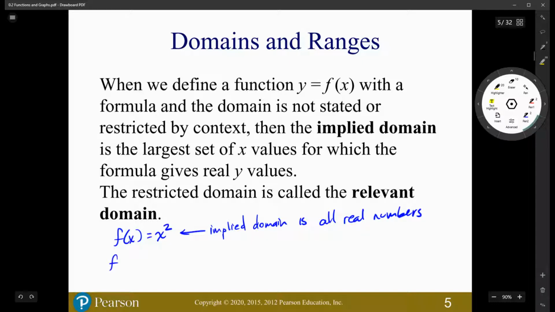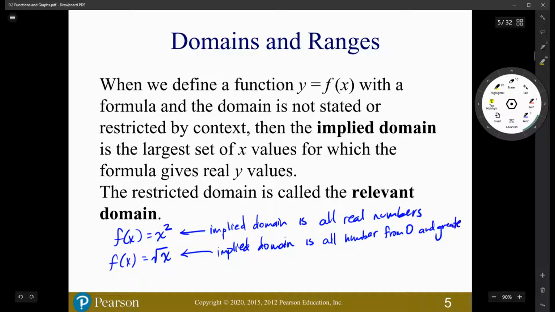However, if we look at a function such as f of x equals the square root of x, you cannot plug in all numbers there. So in this, negatives don't go in. You get unreal or imaginary values. So we would say here the implied domain is all numbers from 0 and greater.